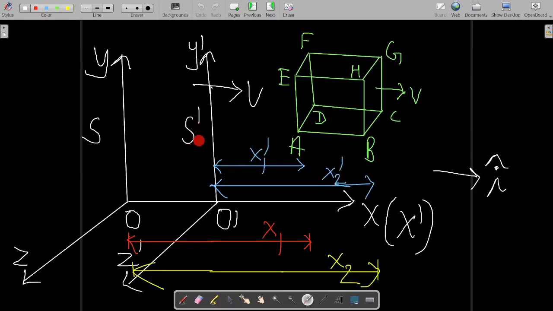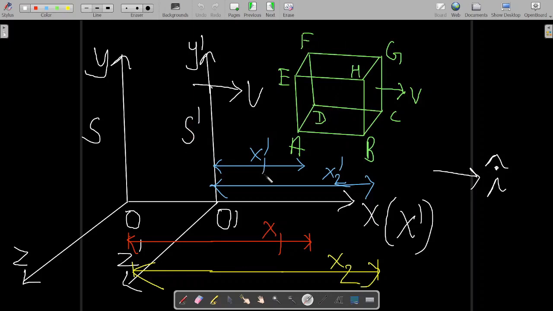So with respect to this S prime frame, this particular cube is stationary. So proper length in x direction will be with respect to this S prime frame, because this cube is stationary with respect to this S prime frame. So naturally the original length, that is the unaltered length, will be observed with respect to this S prime frame. Original length of AB, original length of EH, original length of FG, original length of DC will be observed with respect to S prime frame, because this particular object is stationary with respect to S prime frame.